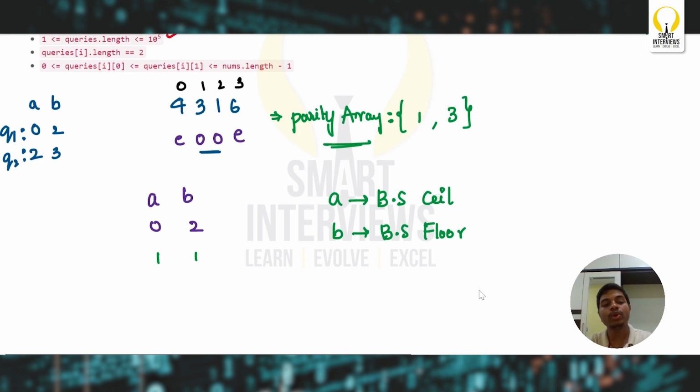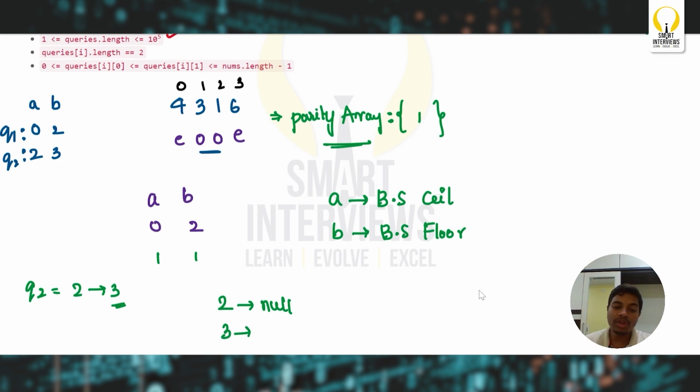Let us also deal with the second query. The second query Q2 is starting from 2 to 3. Apply binary search ceil for 2 in the parity array. Do we have any element? Yes, we do have an element that is 3. So this is going to the parity array data. Apply binary search floor on the number 3, and I'm going to get 1. For 2, I'm not going to get anything. For 3, I'm going to get 1.